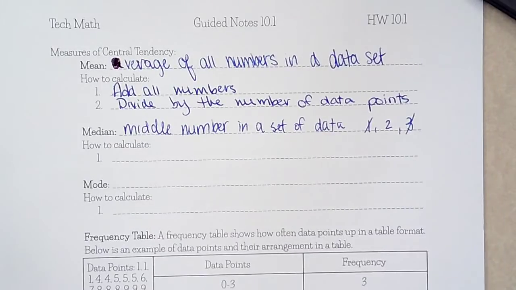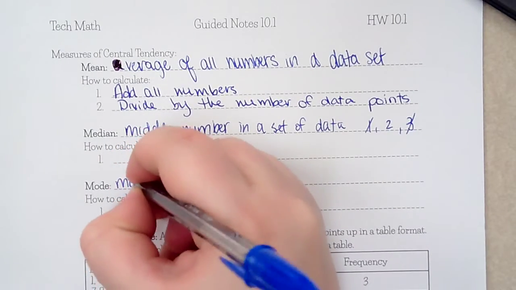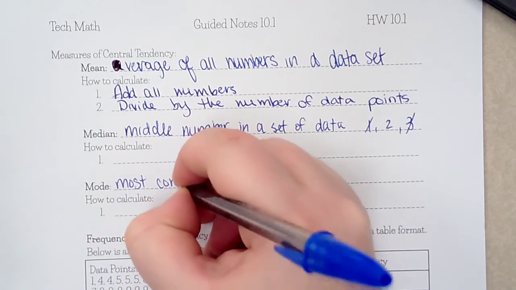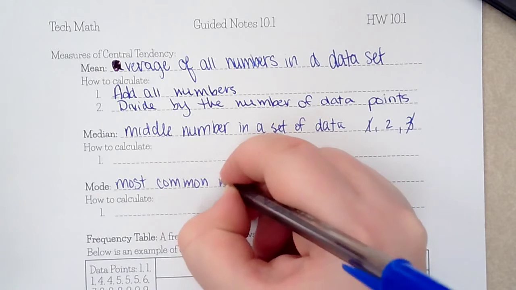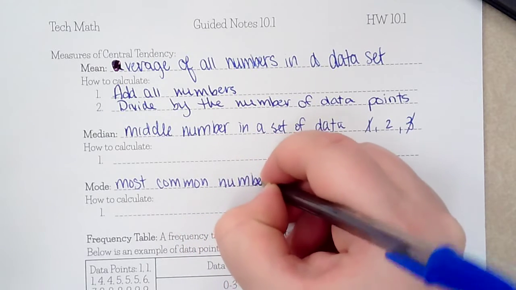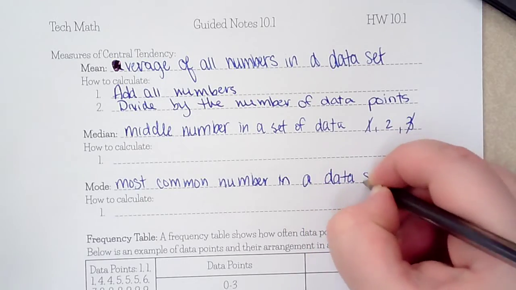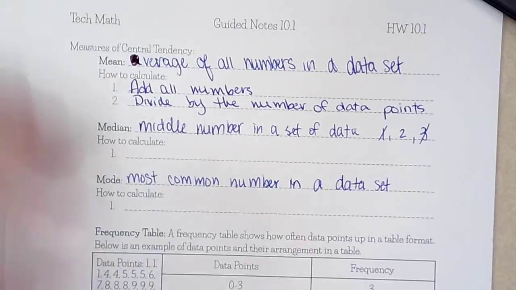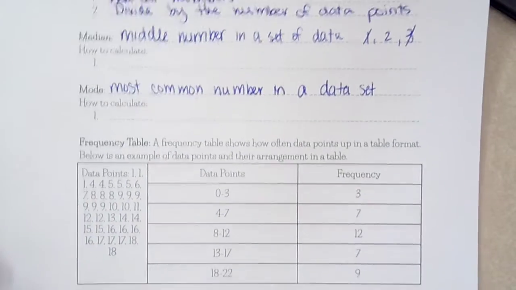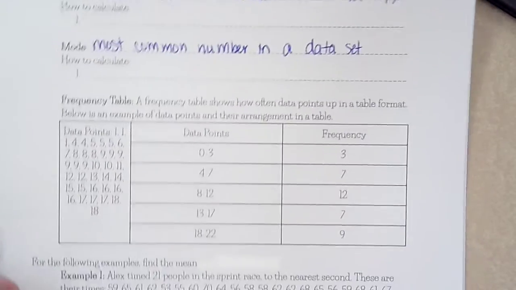And then the mode is the most common number in a data set. And this can come in handy in a lot of ways, but again, not going to talk about it in this video. You're going to have to check out the other 2 for that one.